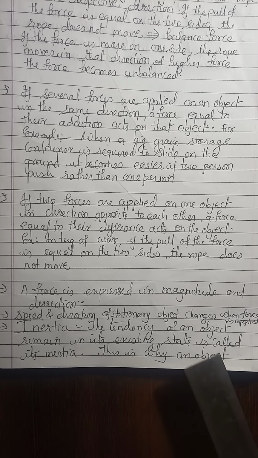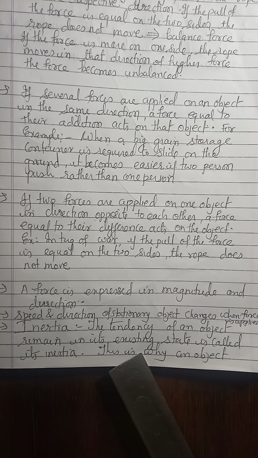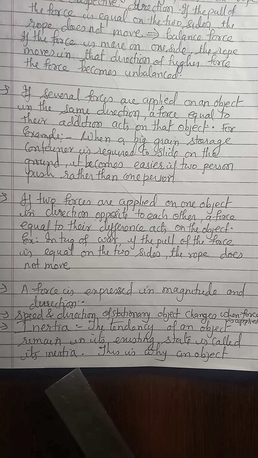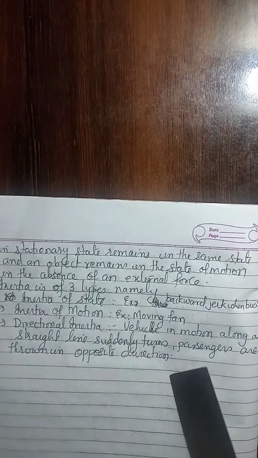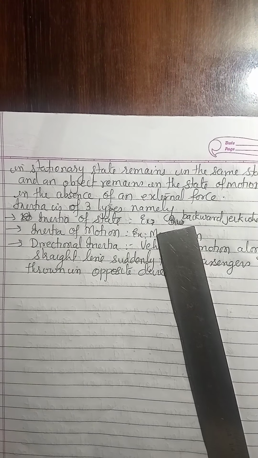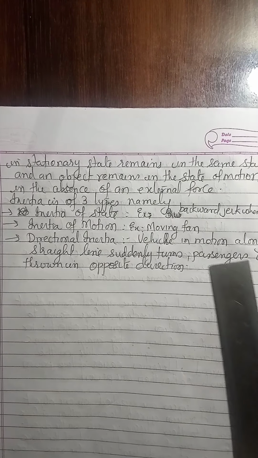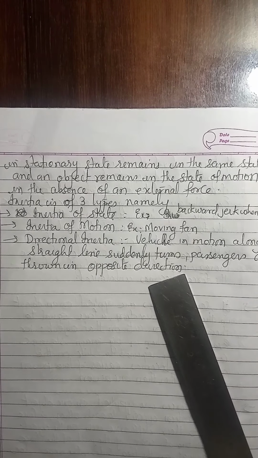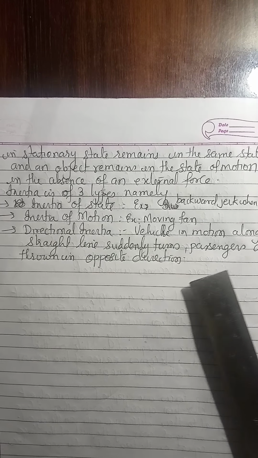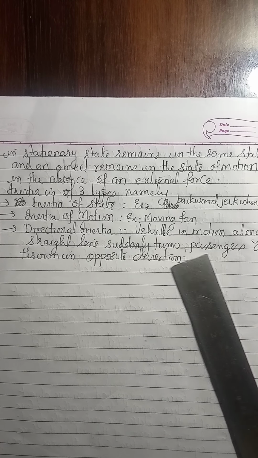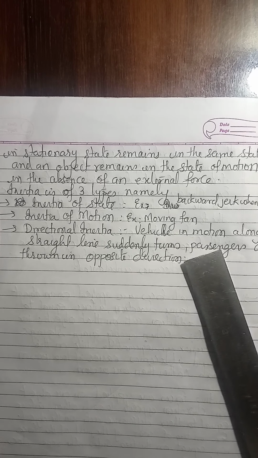Inertia. The tendency of an object to remain in its existing state is called its inertia. That is why an object remains in the state of rest unless and until an external force is applied. Also, the object continues to remain in a state of motion unless and until some external force like a brake is applied. It continues to be in the state of motion. Such a tendency we call inertia.